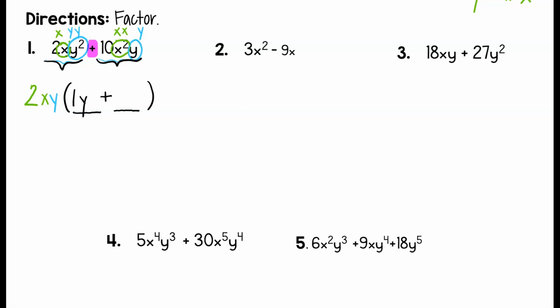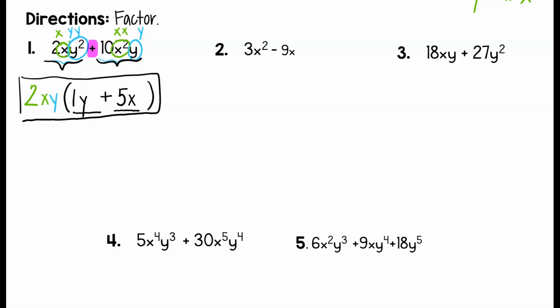Now we're going to divide 10x squared y by 2xy, and 10 divided by 2 gives us a 5. x squared divided by x leaves us with an x. And y divided by y gets rid of the y. So our final answer is what we have here.